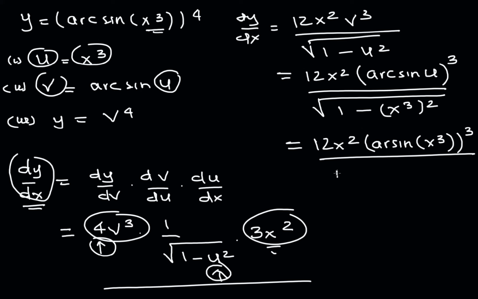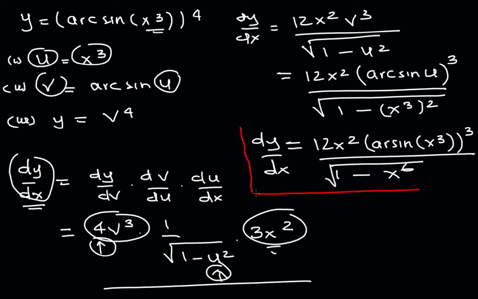Then here, what do we have? We're going to have 1 minus x^6, square root. So this is our derivative for that function. So you can see that now we've just got x. We've just got x here, right? So that's the derivative.